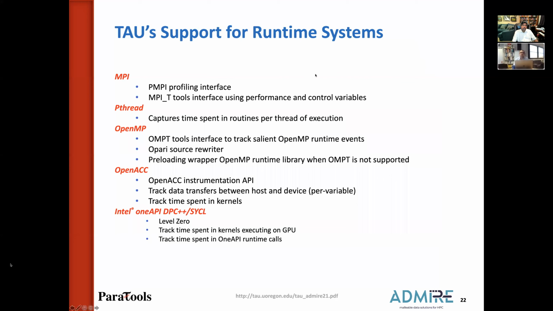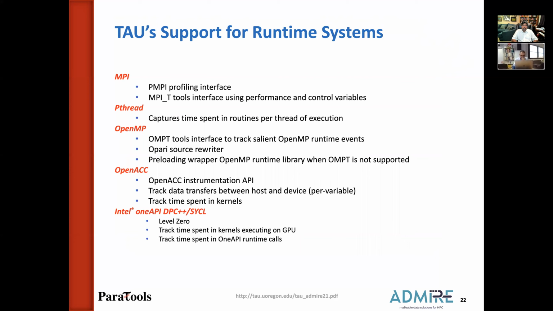Now, Tau supports many different runtime systems. And one easy way to use Tau is to insert hooks at the runtime layer and then turn on sampling for the rest of your code. So you can get precise measurements of the runtime system.